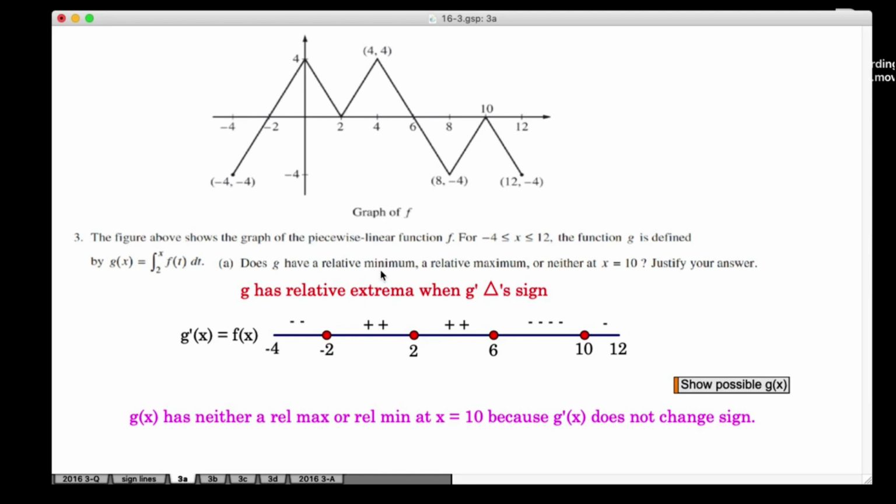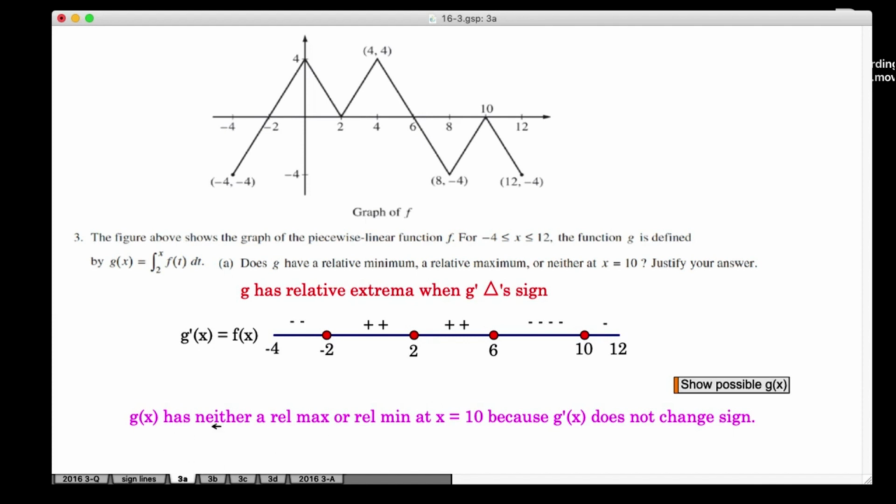It says, does G have a relative maximum, or relative minimum, or neither at x equals 10, and justify your answer. So over here at x equals 10, now remember, I got all my information from the graph of f. When I talk about G, I'm not going to get confused and talk about f. There's my connection. So when does G have a max or minimum? It depends upon whether G prime goes from positive to negative, or negative to positive, or neither. So you see at x equals 10, G prime, this is G prime, it's negative before, it's negative after, which means there is no relative max or min there.